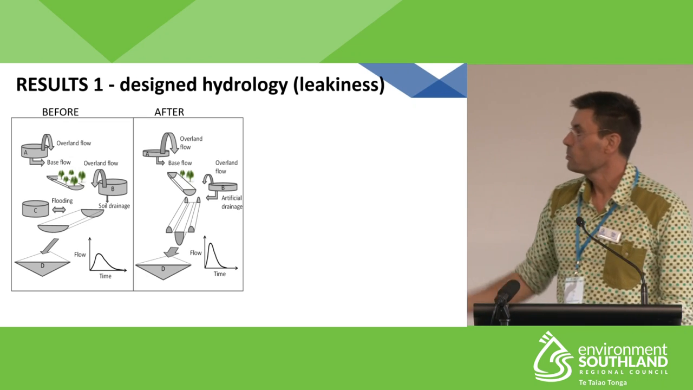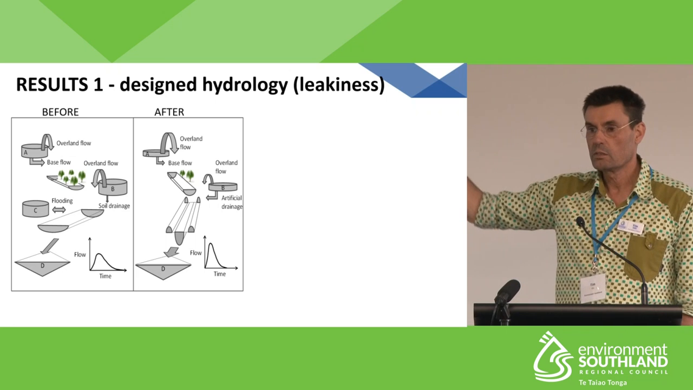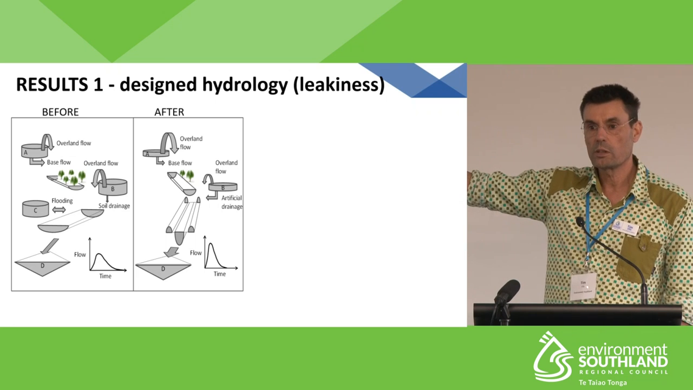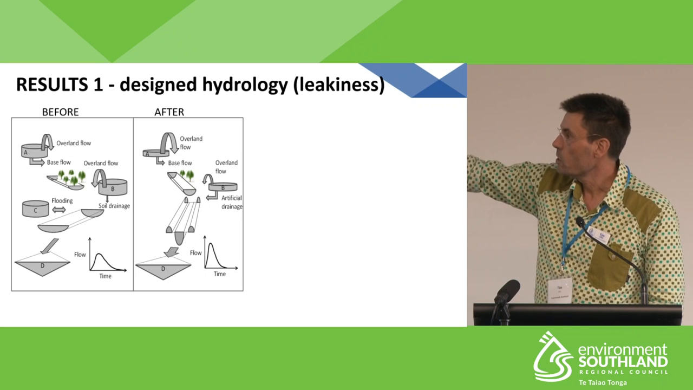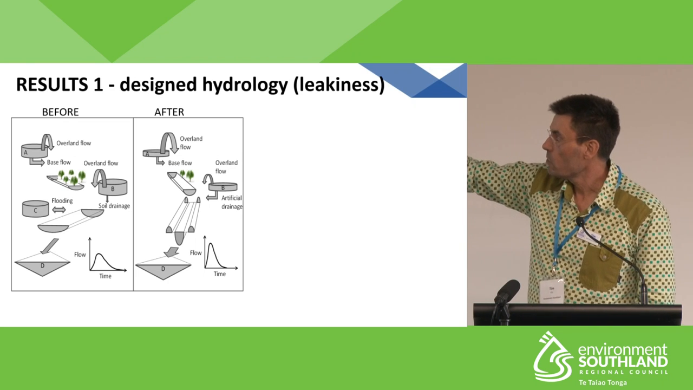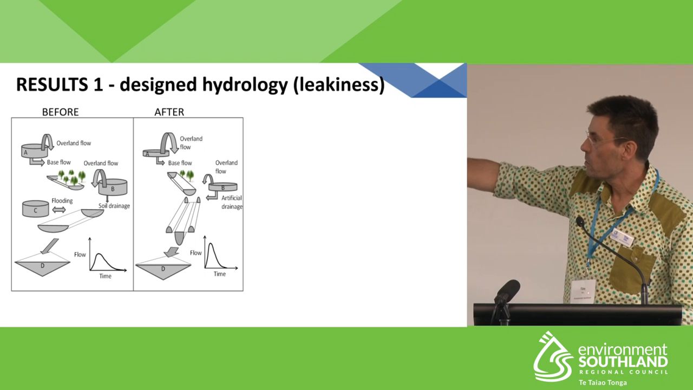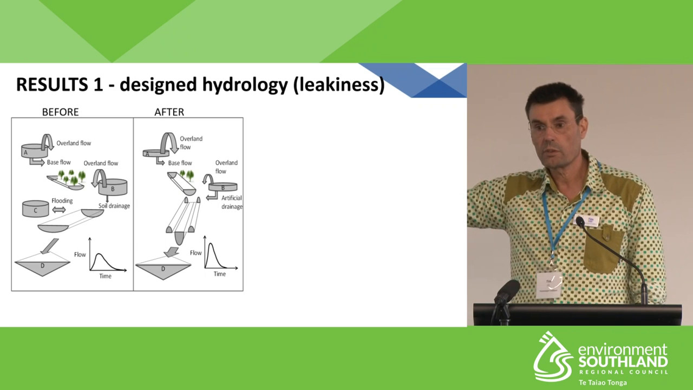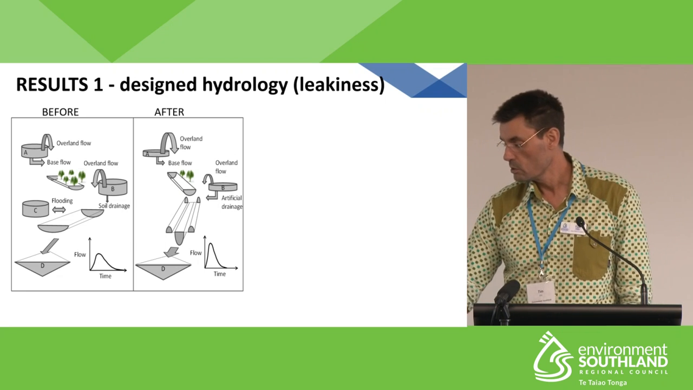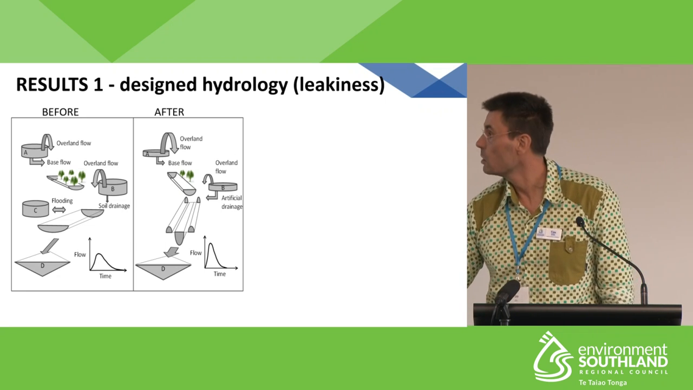What we ended up with was reduced storages, the disconnection of the lowland streams from the floodplain, increased overland flow in the uplands, increased artificial drainage in the lowlands, and a change to a hydrograph that's a bit more flashier. So the water gets away faster.